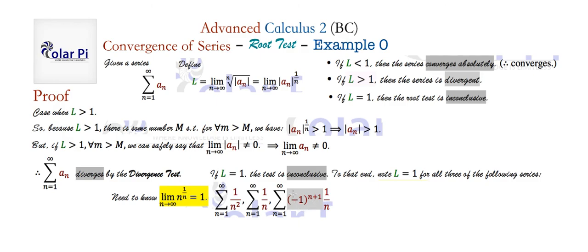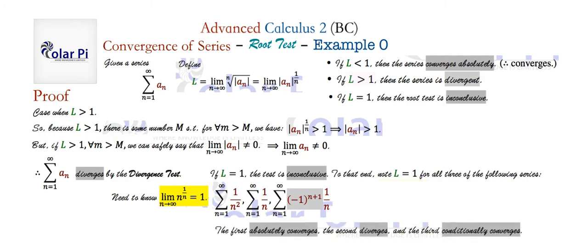Because it doesn't converge in absolute value, but it does converge as is. So as I said, when L is equal to 1, anything can happen. Okay, cool. All right, this is it for example 0 of the root test. And as I mentioned at the start of this video, there will be 3 practical examples. And the 3 examples, if I do well, will be representing the 3 different cases.